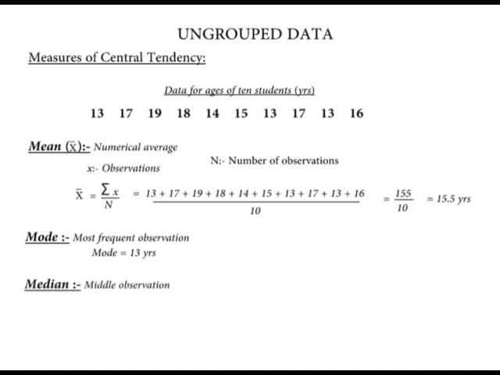Median is the central observation when data is arranged in ascending or descending order. If you arrange this data, you shall have 13, 13, 13, 14, 15, 16, 17, 17, 18, and 19. In this case, there are 2 middle numbers, 15 and 16. The median is the average of the two. 15 plus 16 over 2 will give us 15.5 years, and so the median age is 15.5 years.